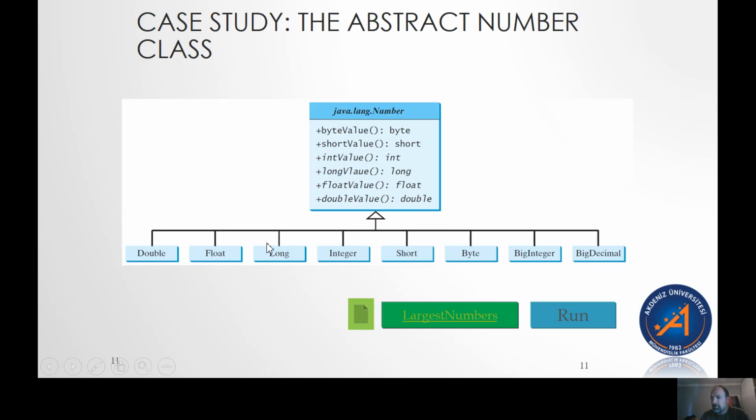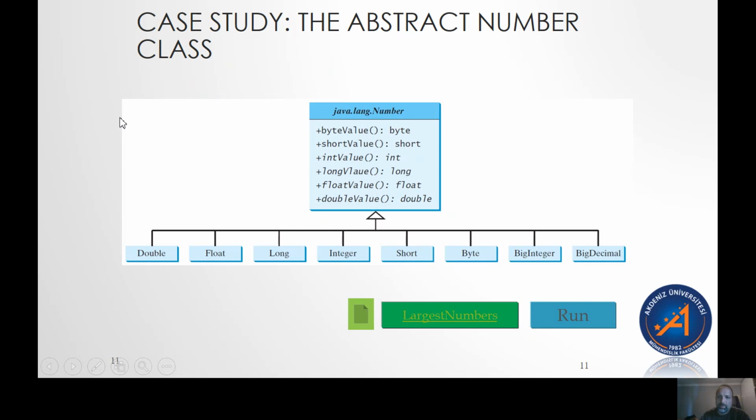So we've talked a little bit about these different number types. They are all subclasses of the number class, and the number class is abstract. And notice that these right here are all abstract methods that exist in these different subclasses, and how they're implemented in each of these is different.